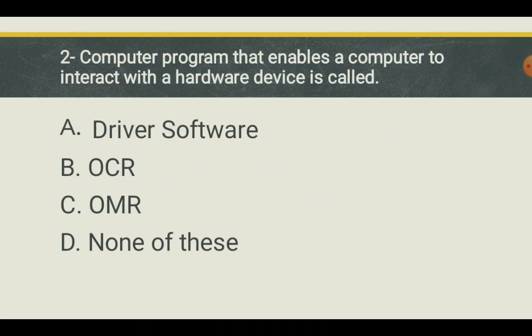Next. Question 2. Computer program that enables a computer to interact with a hardware device is called A. Driver software. B. OCR. C. OMR. D. None of these. Please note your answer on the paper. 5, 4, 3, 2, 1. I hope you have noted your answer.